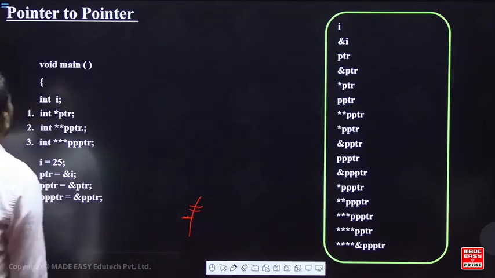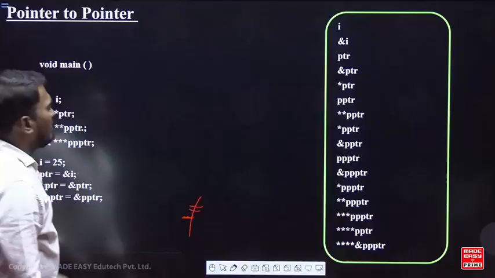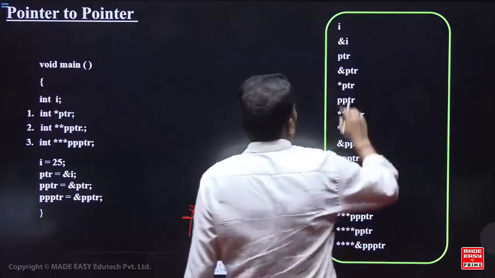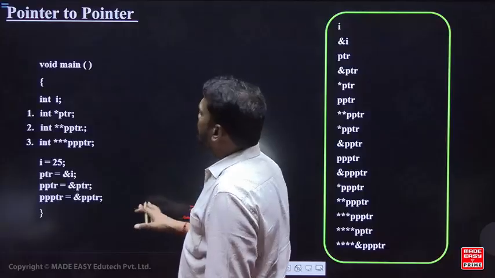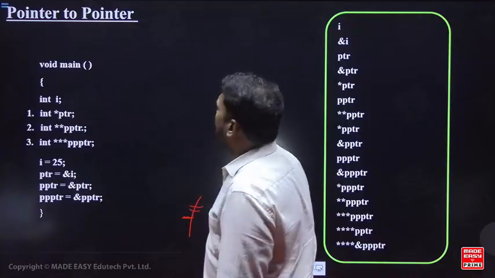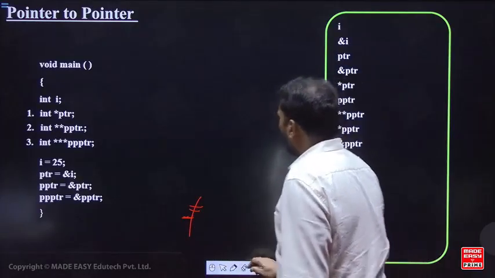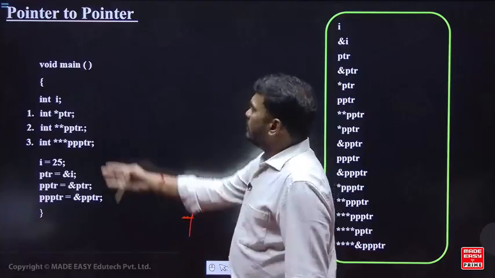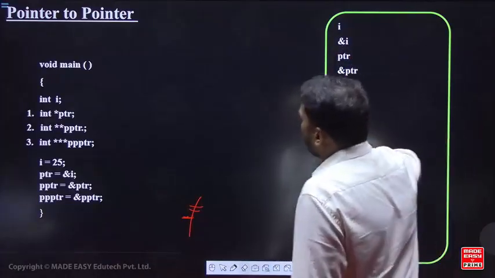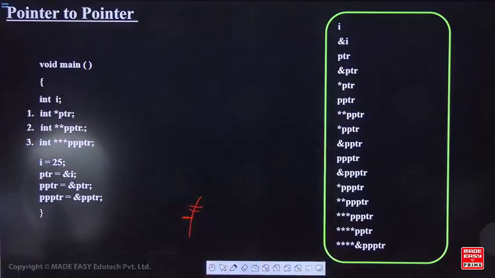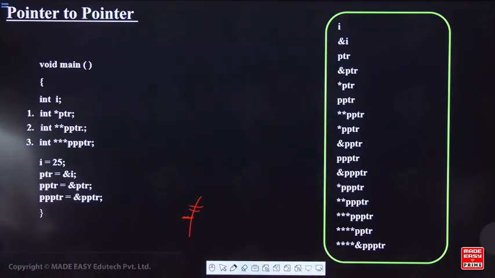I hope this is clear. Keep the heading pointer to pointer and copy this one and this one also. Copy it on the side. I will explain the meaning of this, and later we can find out what answers you are going to get. So just copy this and also this. Copy it on the right side. Preeto Saha, is this clear?